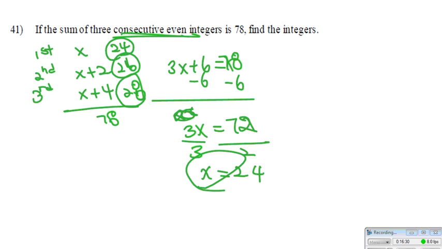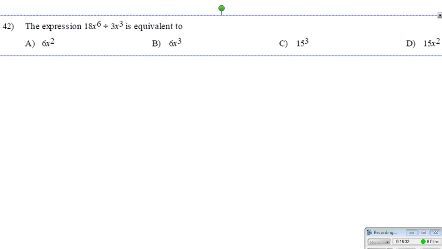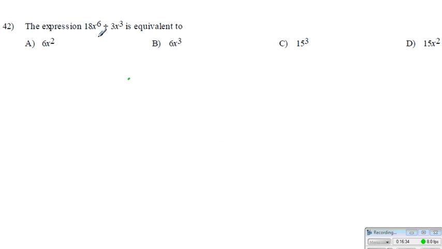Alright, number 42. Now this is very similar to the earlier one. When you divide, then what happened? 18 times x to the 6th power divided by 3 times x to the 3rd power. So 18 divided by 3 becomes 6. So we're looking at 6 and x to the 6th. In division, we have to subtract the exponent, so 6 minus 3 becomes 3. So 6x cubed, that's what we're looking for, choice B.